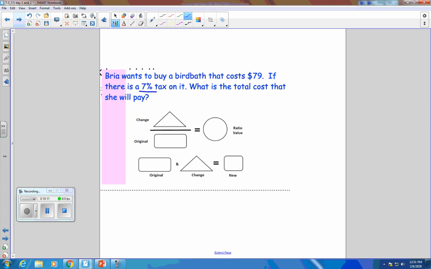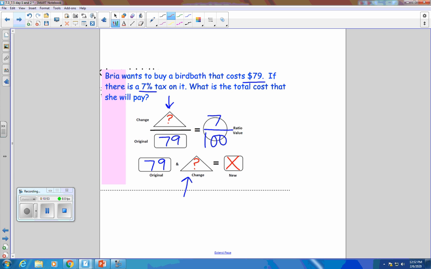So right away I see 7%. I can plug that in as 7 over 100. That's my percent. Then I see that the bird bath costs $79. That's the original amount. That's the cost that she sees. Expensive bird bath. Wow. Okay. Now we have triangles left over. We have our square. First thing we need to do is solve for this triangle, because if we solve for that triangle, we can plug it in here. So instead of writing that as my x, I'm going to write that as a question mark, because we're trying to find the total cost. That's going to be our x value.